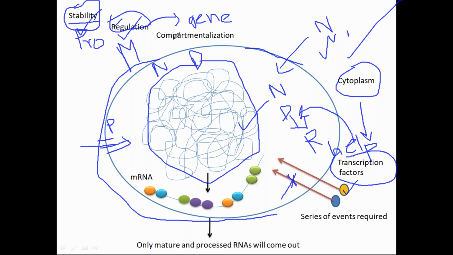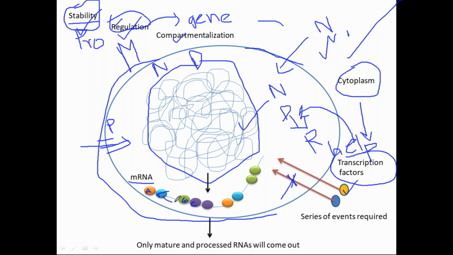Now the third thing is compartmentalization. Compartmentalization means two things here, which I have written in two ways. First are the compartments, that is your outer cell and your inner nucleus. So these are the two compartments. Now see, this DNA has been transcribed into mRNA. These are your nucleotides, A, T, G, C.